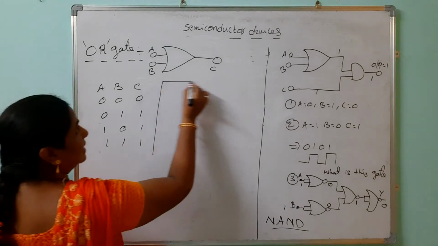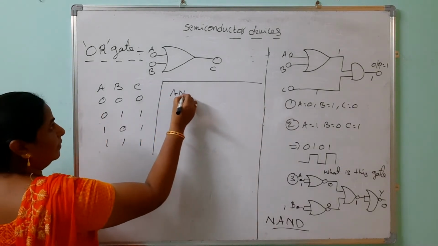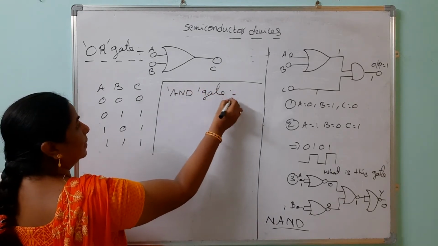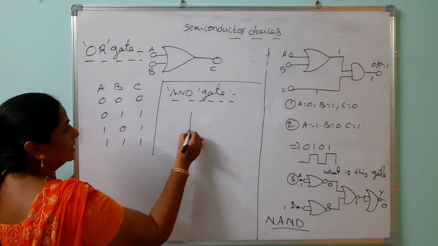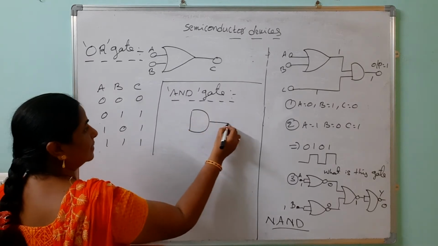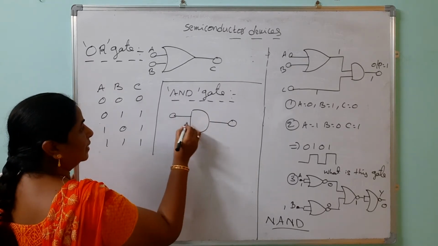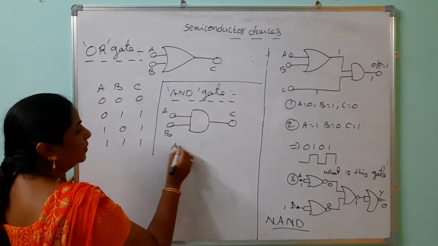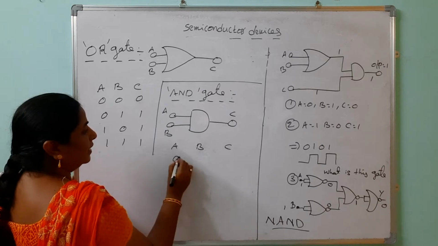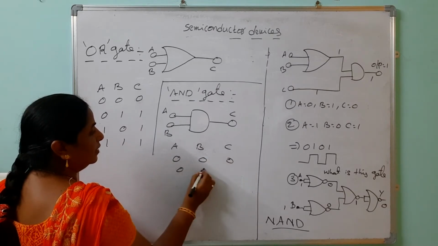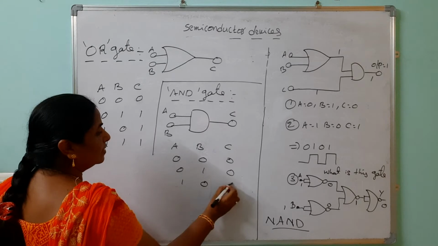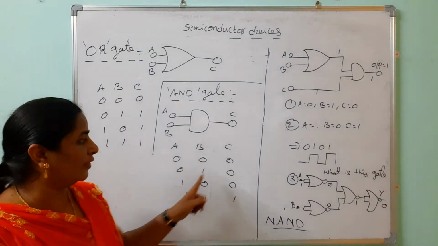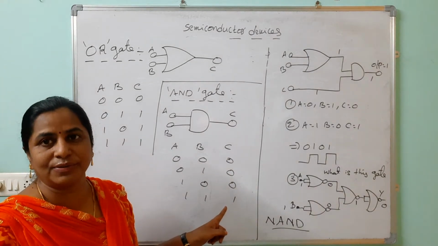The next gate is the AND gate. The AND gate belongs to multiplication. See, the symbol for the AND gate is like this. It has two inputs and one output, A, B, C. Look at the truth table here. 0 into 0, 0. 0 into 1, 0. 1 into 0, 0. 1 into 1, 1. So if any one input is low, the output is also low. This belongs to the AND gate.